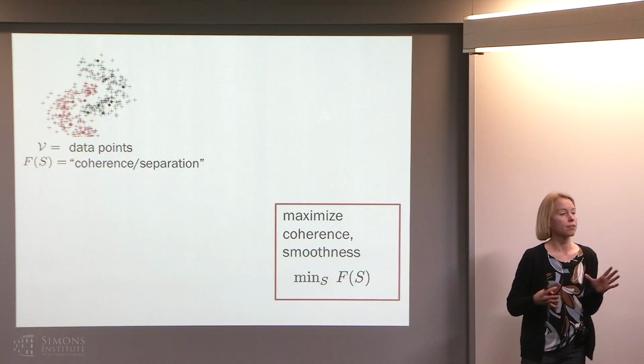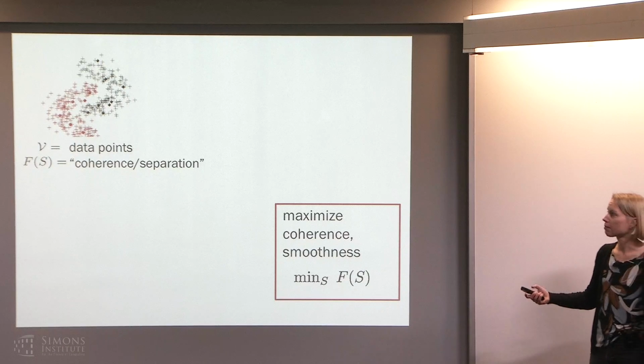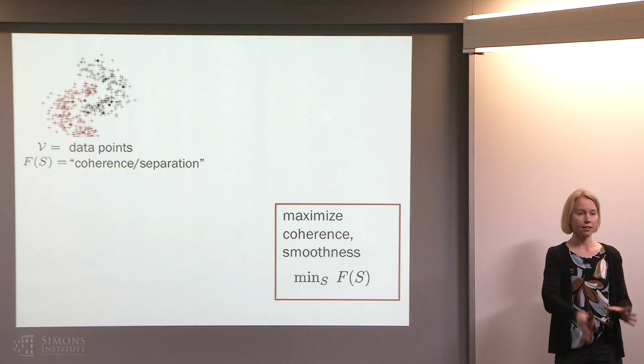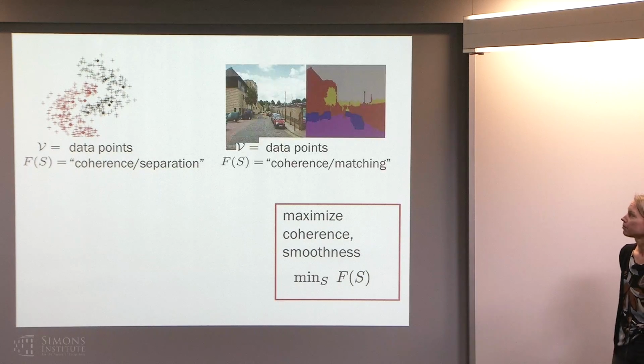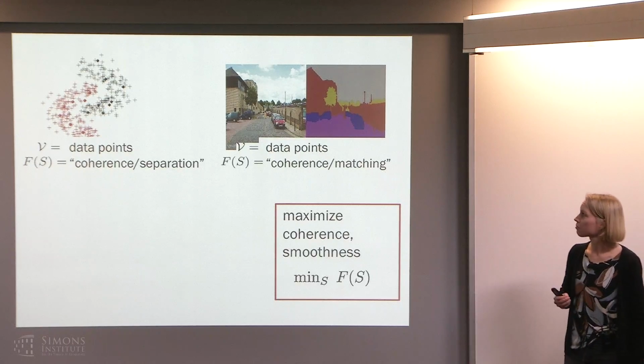So some kind of coherence or density. Same for semi-supervised learning. We want to maybe propagate the labels to the similar points. So the set of points that take the same label should be somehow similar. Very similar in flavor as this application. This actually comes from computer vision.